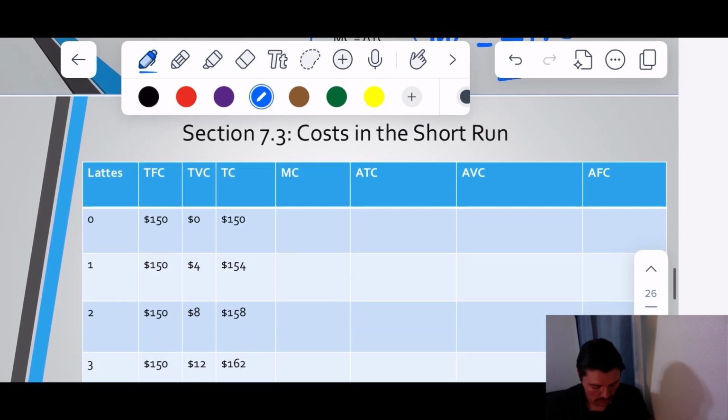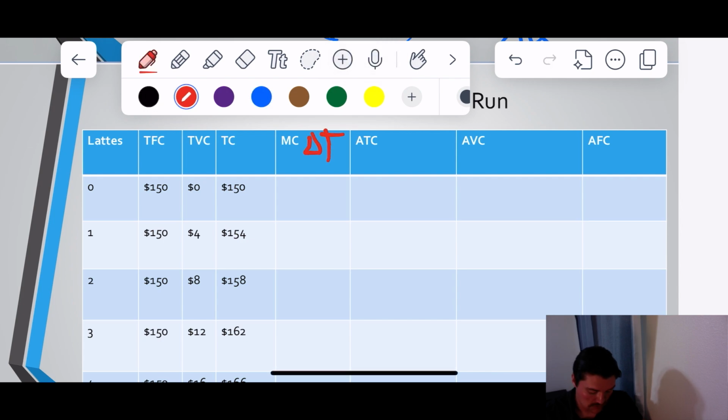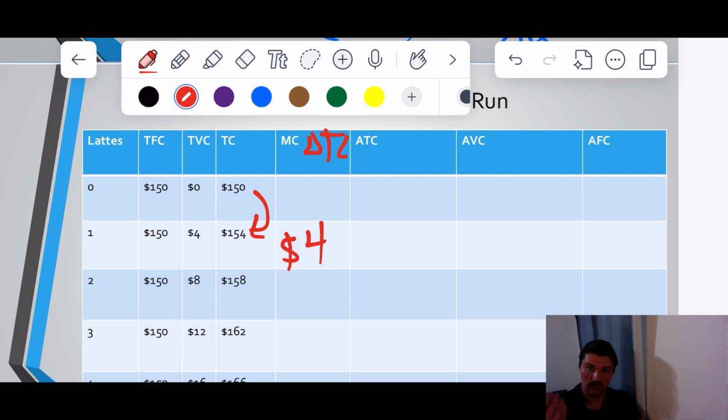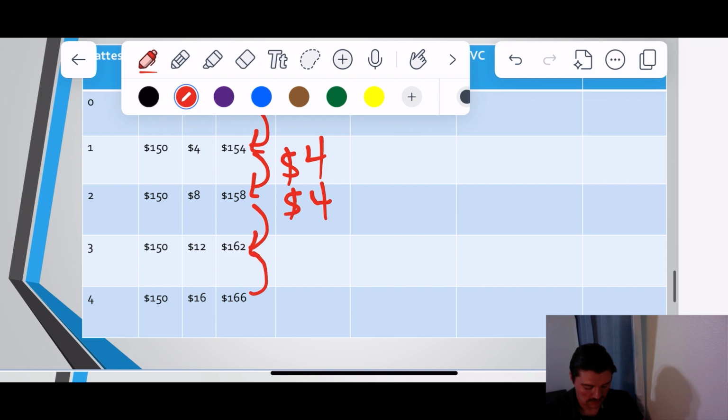We're going to start off with the marginal cost. So this is the example that we looked at earlier. And so marginal cost, we're just looking for the change in the total cost or the change in the variable. So going from here to here, because you produced a latte, you went from $150 to $154. So your marginal cost is $4. You changed by $4. Here to here, same deal. You go from 154 to 158. That's a marginal cost of 4. And you can see here it's going to be $4 again and again.